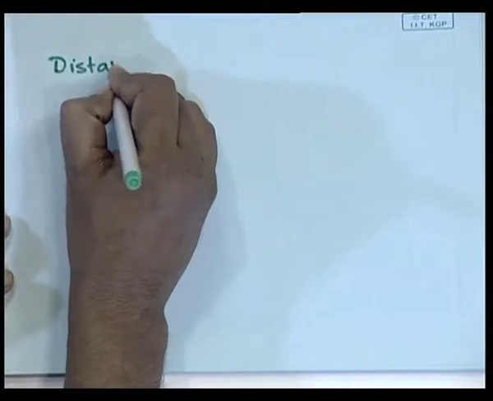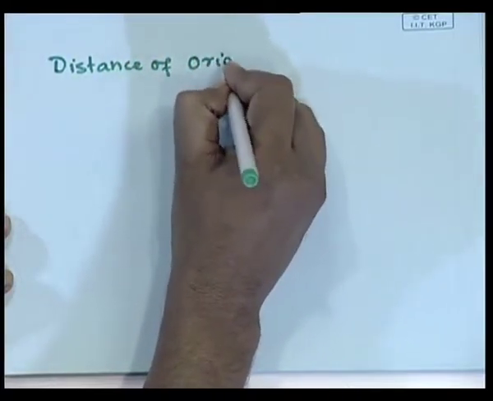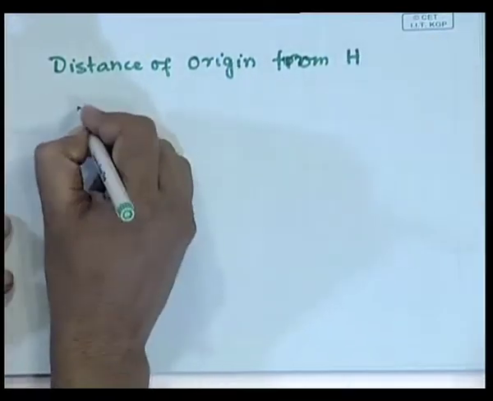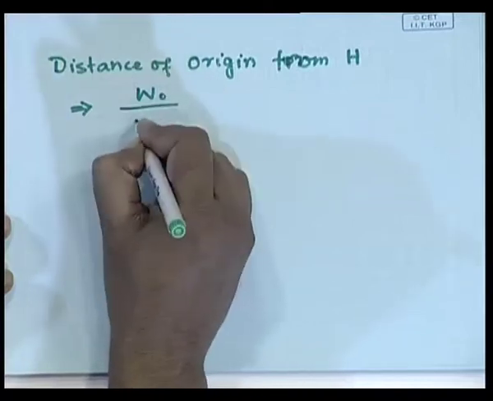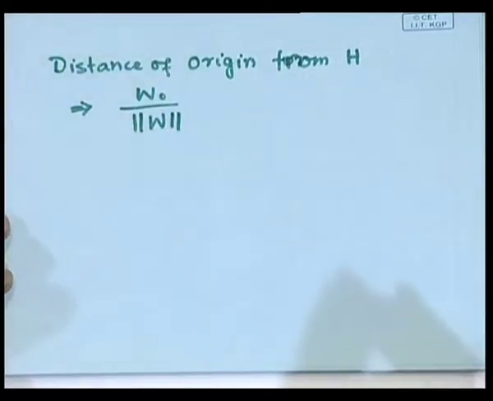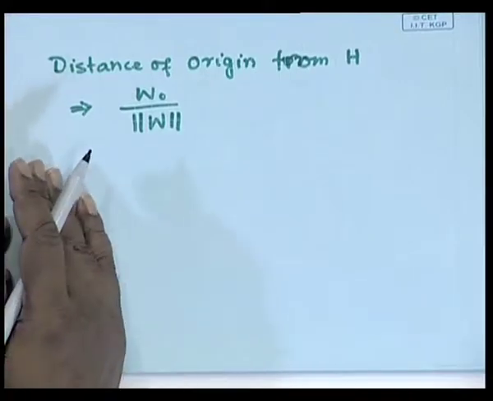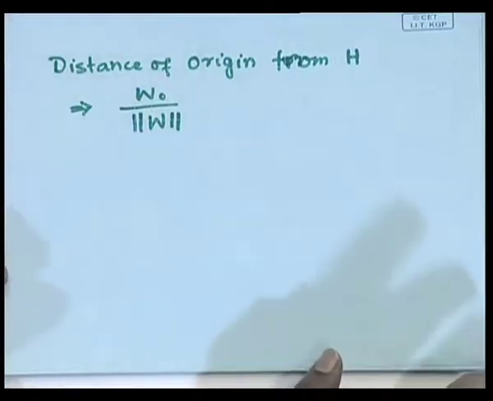And what is the distance of the origin from the hyperplane? Okay. So, the distance of the origin from the hyperplane is simply given by w naught upon mod of w. Okay. So, here if w naught is positive, then the origin lies on the positive side of the hyperplane. If w naught is negative, then the origin lies on the negative side of the hyperplane. Okay. And if w naught is equal to 0, then the hyperplane passes through the origin.